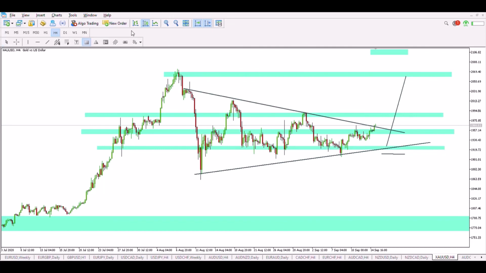So what else the price can do right here is go up to this resistance zone right here, and from there make a retest of the triangle, and only then head higher to these upper resistances. Okay guys, this is pretty much how I trade this pattern.